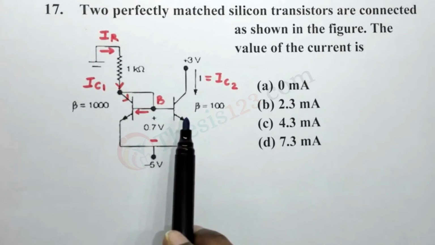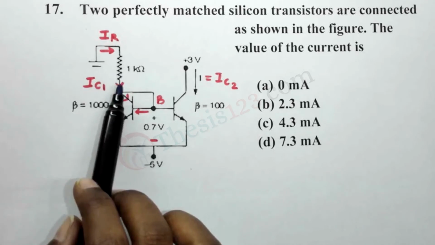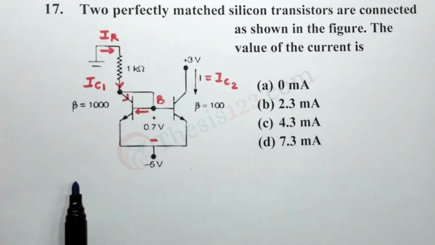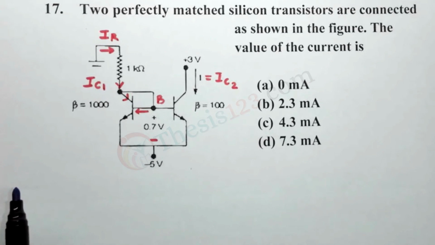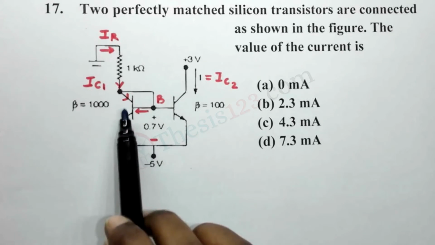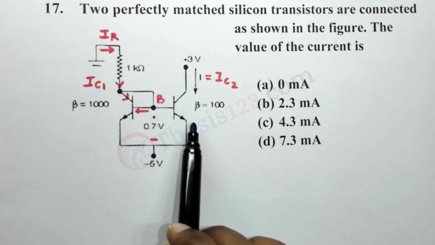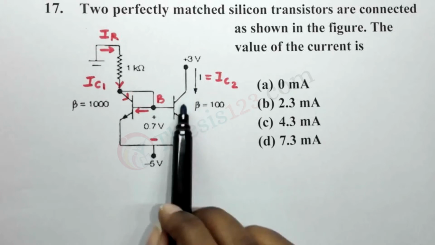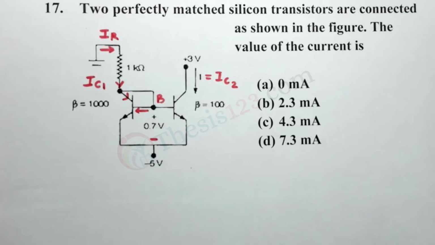Okay, so here in this case, we see that there are two silicon transistors that are connected, and on the left side we have a resistor of 1 kilo ohms. Now, the current that is passing through the 1 kilo ohm resistor is IR, and the current that is passing through the transistor here through the collector is IC1. On this side, the same current that is passing through the collector side of the transistor is IC2. So, practically we will have to find out what IC2 is, because that is I given to us. And the beta values for both is 1000.